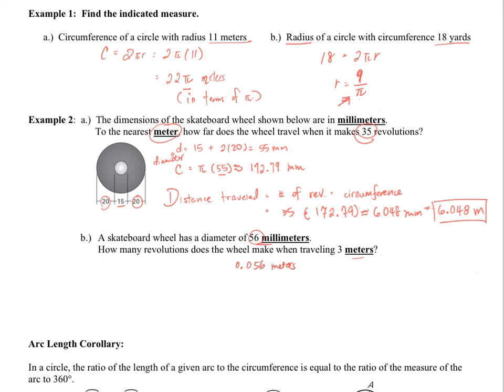Okay, so I want to know the number of revolutions. So using the same formula here, I need to calculate the number of revolutions. So this would be my x. And then I will put 3 here. So then the number of revolutions will simply be 3 divided by 0.056, which is about 53.57, or you can just write 54 revolutions.